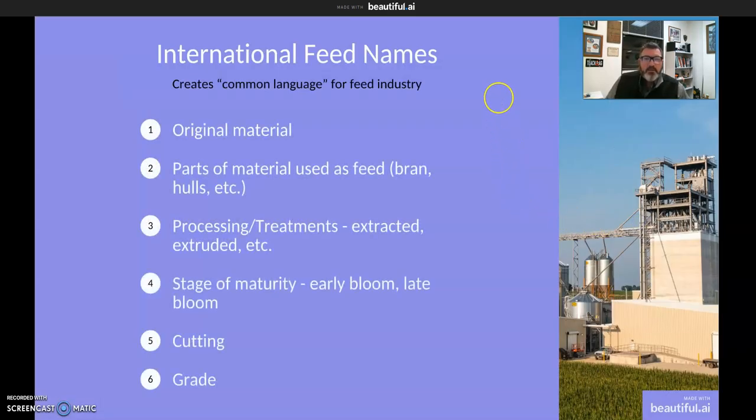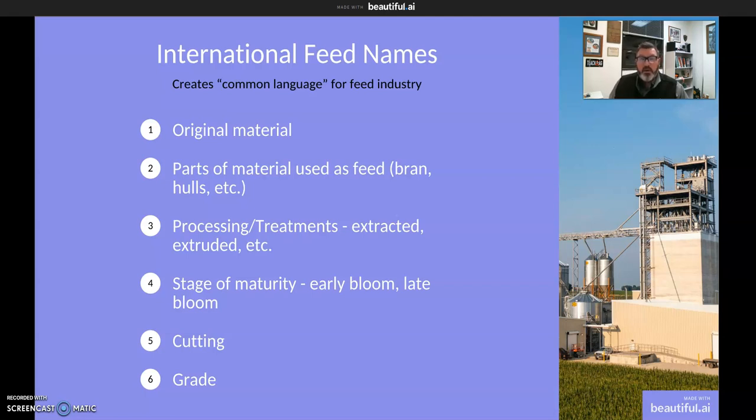When we look at first things first, feeds have what we call a common language or an international feed name. And if you look in your textbook in the center sections there, that's how they are all listed, with a particular feed number and then a name for each particular feed. It is derived out of these six things here: the origin of the material, the parts of the material that might be used as feed.